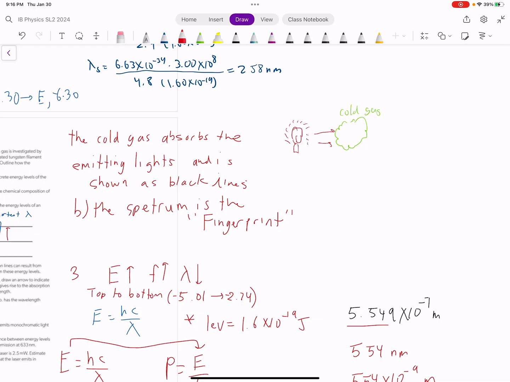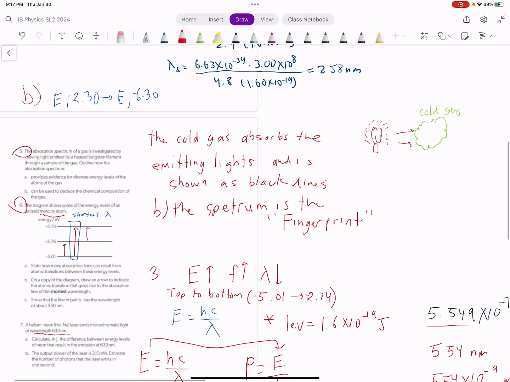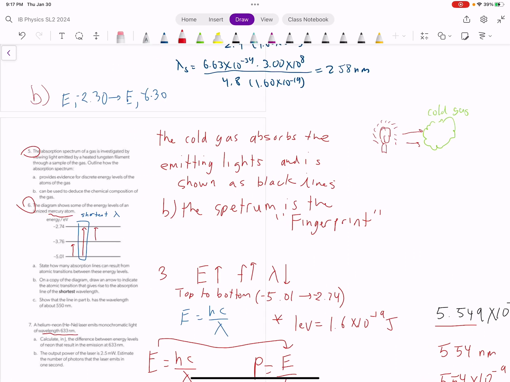Now this is different from a hot gas because a hot gas shines colored lines on a black background. Okay, so it's important to know the difference between those two. This is shown in the notes. If you look at the notes, you'll see a colored background with black lines is absorption, and colored lines with a black background is emission.